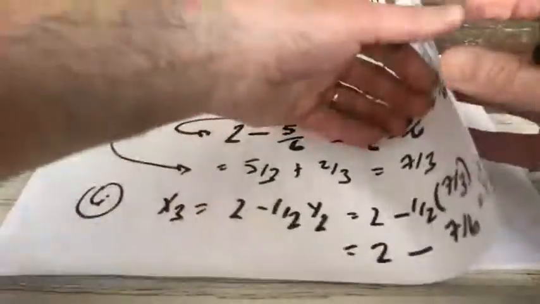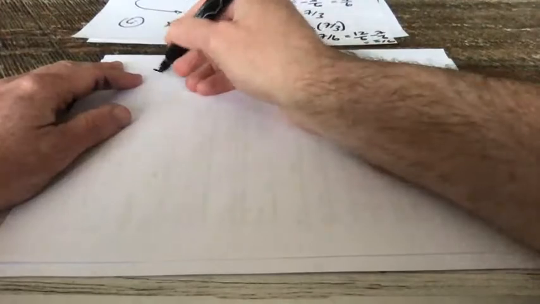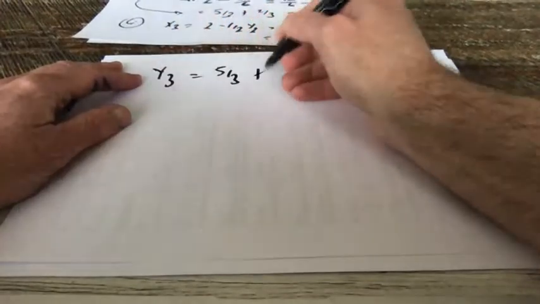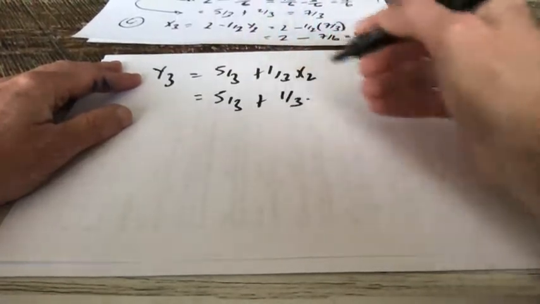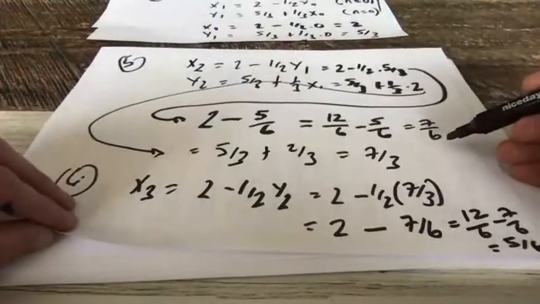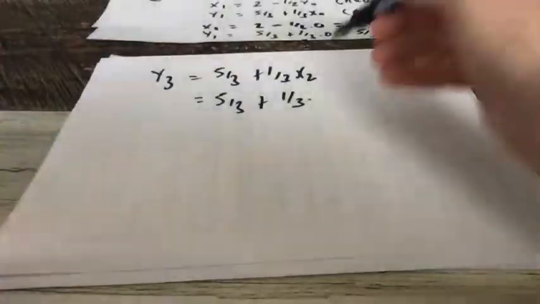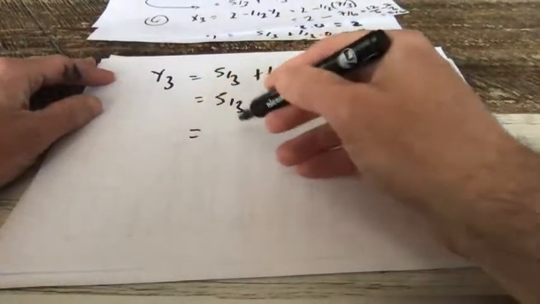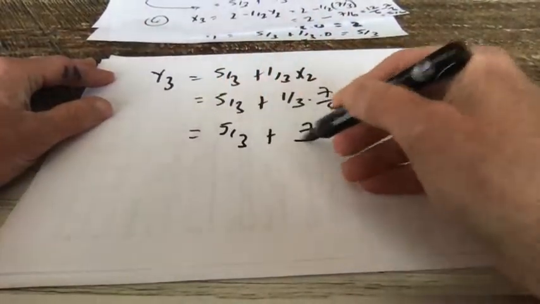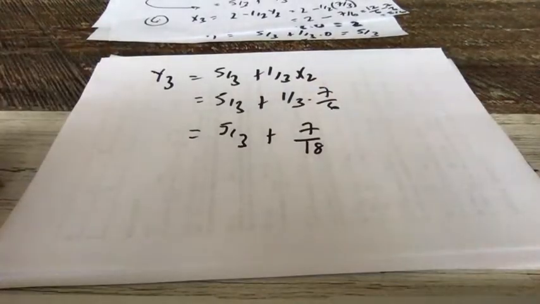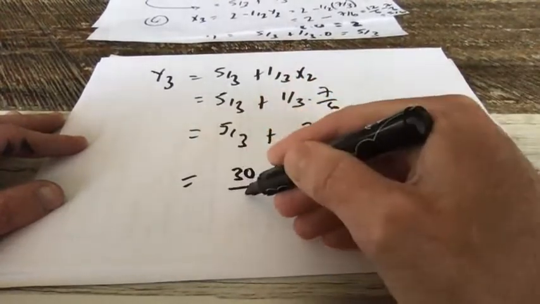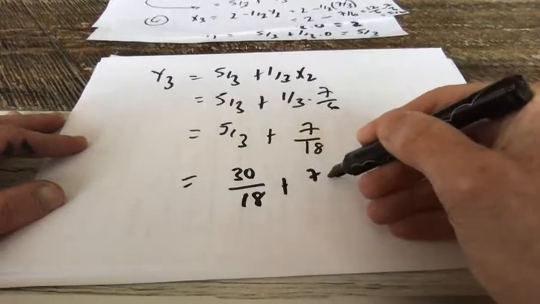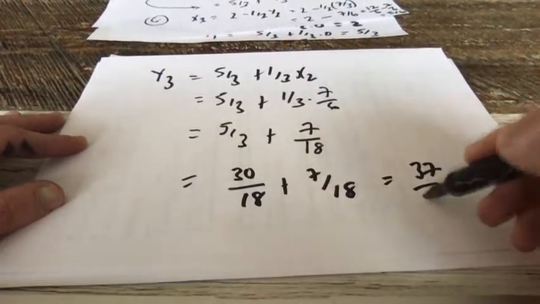And then your value for y3 is 5 over 3 plus 1 over 3 by x2. Guys, we got x2 was 7 over 6. So you get 5 over 3 plus 7 over 18, I think. And the common denominator here is 18, so that's 30 over 18 plus 7 over 18, and you get 37 over 18.